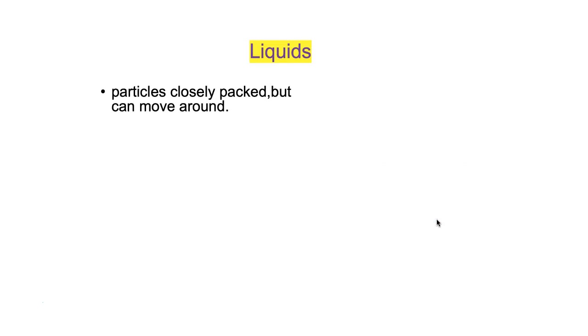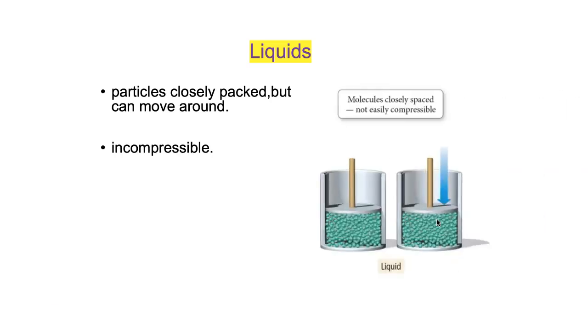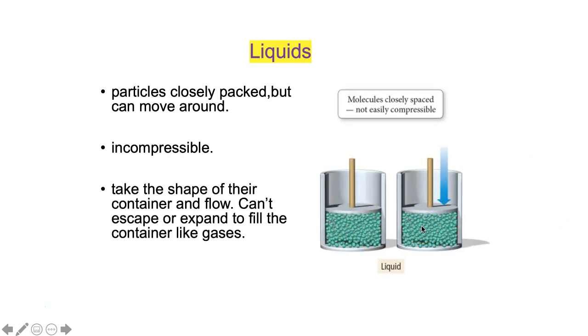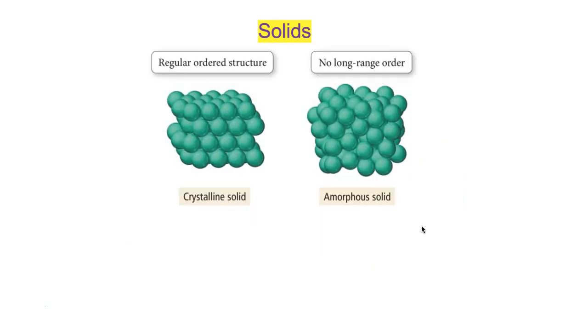Liquids, on the other hand, have particles much more closely packed together, but they can still move around each other. It's incompressible. As we can see here, there just isn't any space left to push those particles closer together. A liquid takes the shape of the container and flows, and we'll be checking out flowing later on. They can't escape or expand to fill the container like a gas does.